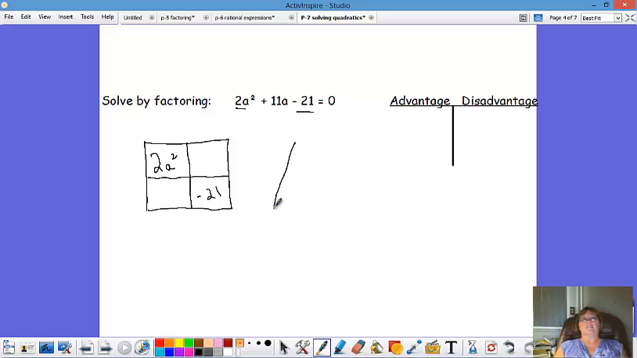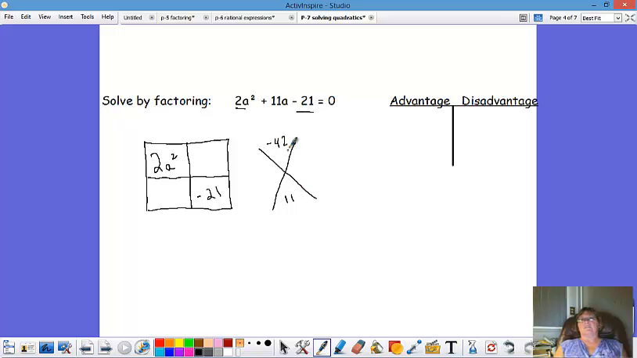Then the idea is we use the x to help us. Coefficient here is negative 21, here 2. So 2 times negative 21, negative 42 goes on top of the x. We have to have things that add up to 11, and so we've got to think about what goes into 42. 6 and 7, that's not going to help us get to 11.